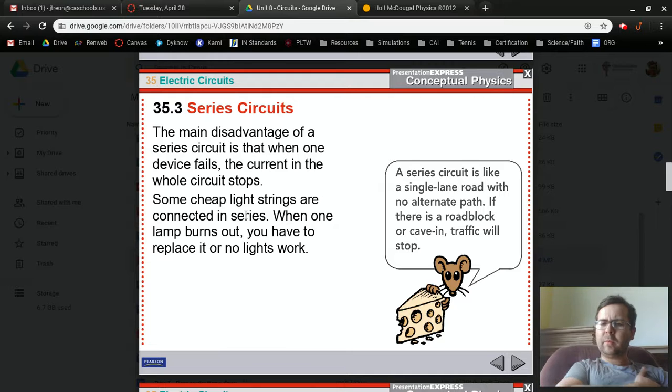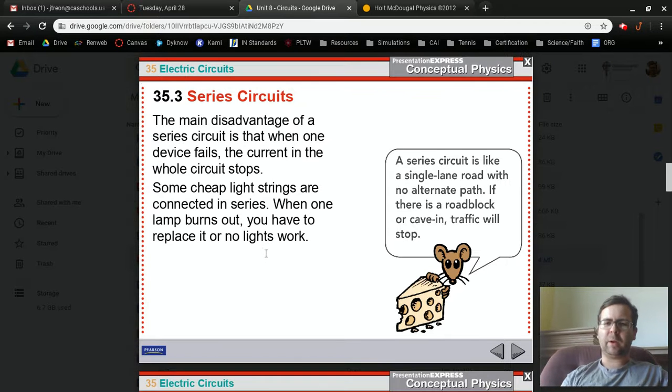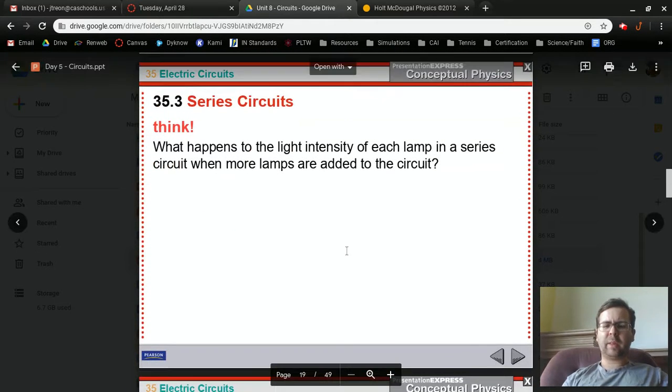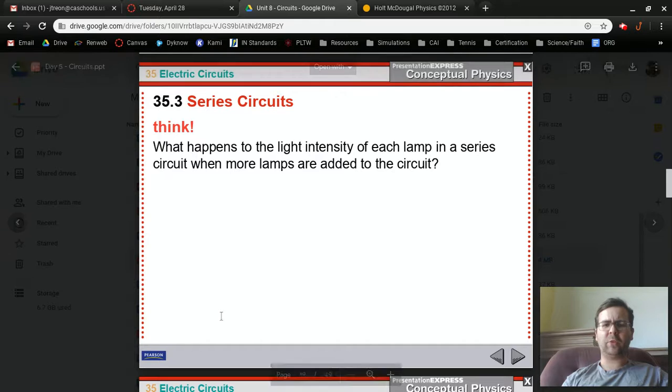Now, they design these Christmas lights, the more expensive ones now, so that the whole strand doesn't go out, but maybe part of it goes out. And we can talk about why that is later. But it's a little bit better than the whole strand going out. All right, let me ask you one last question here, and then we're going to do an example.